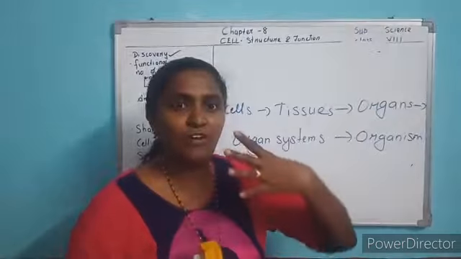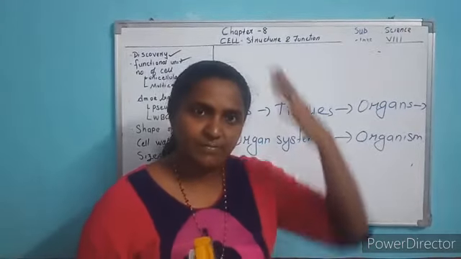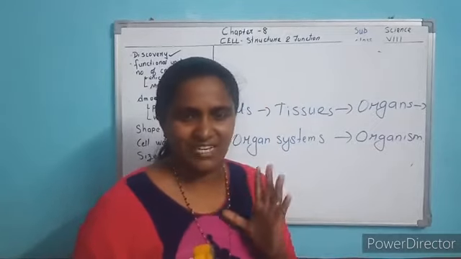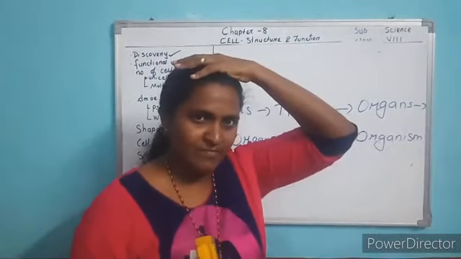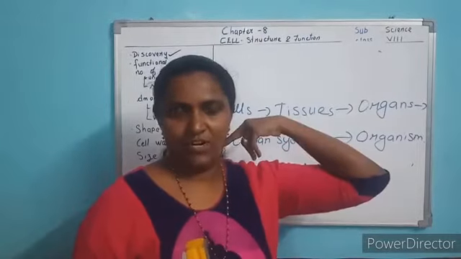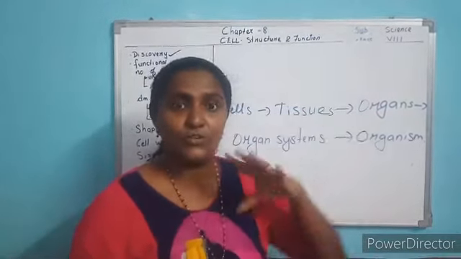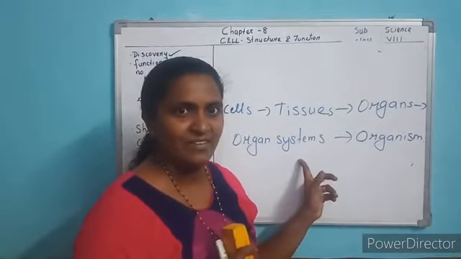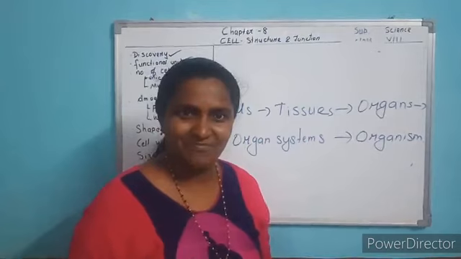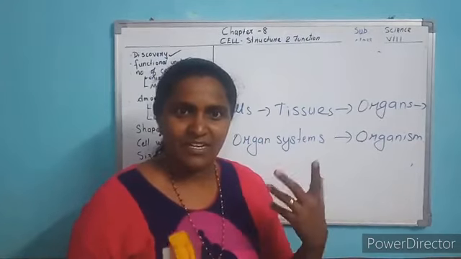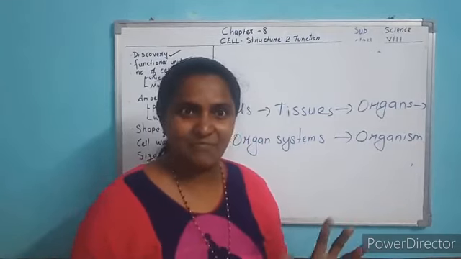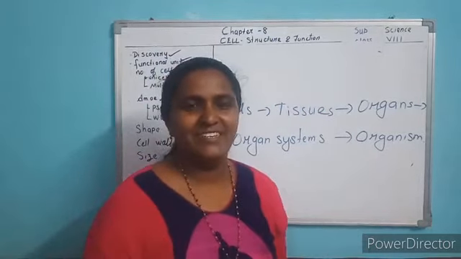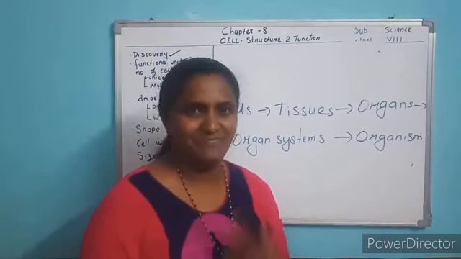Now different organs form an organ system, the nervous system. It is made up of the brain, spinal cord, sense organs, nerve cells. So all these join to form the nervous system, an organ system. And different organ systems, digestive system, respiratory system, excretory system, and nervous system, together form a complete organism, the human body.